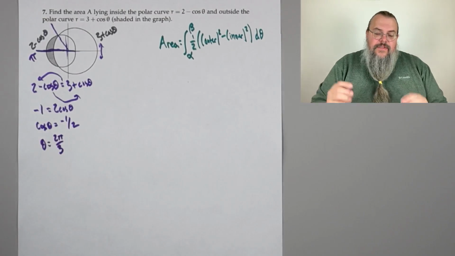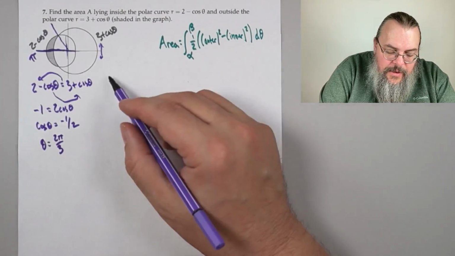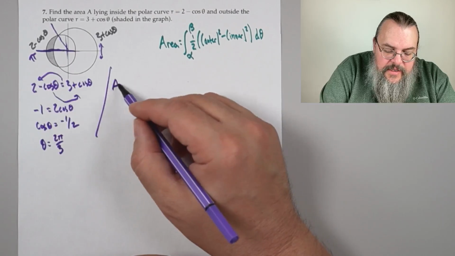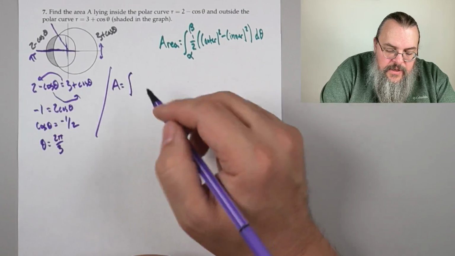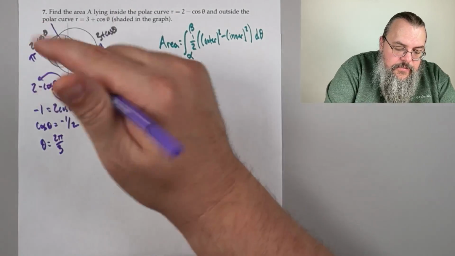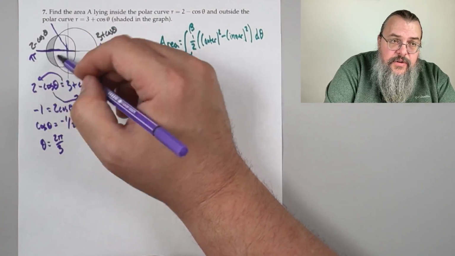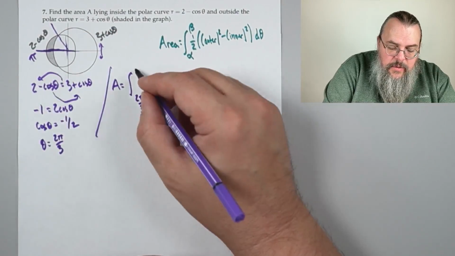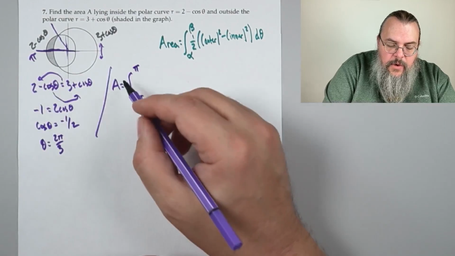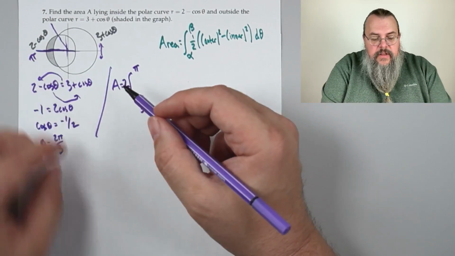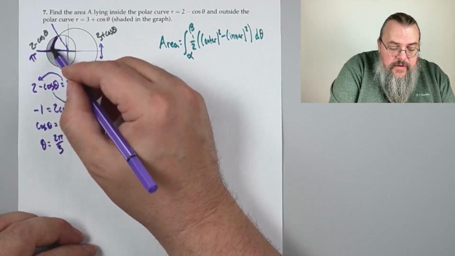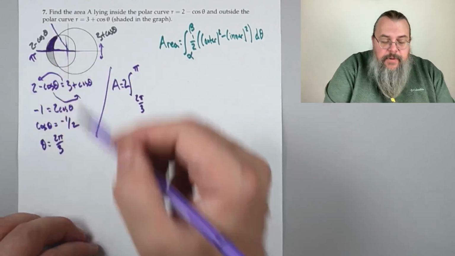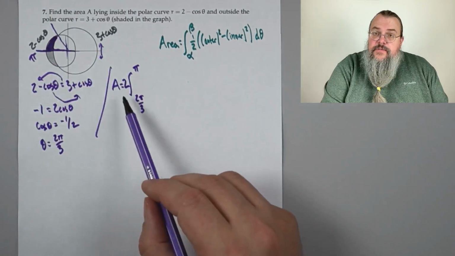All right, so here we go. Let's start setting up our integral. So our area, we're going to go from 2 pi thirds to pi. Because we're only going to do half of it, we're going to double, right? Because we're finding this part. So we're going to find that part and double it. So that's why there's a factor of 2.